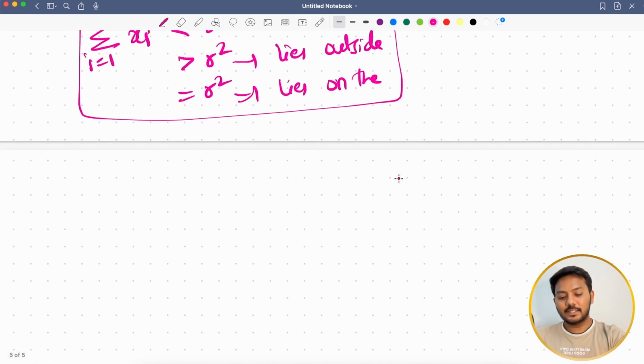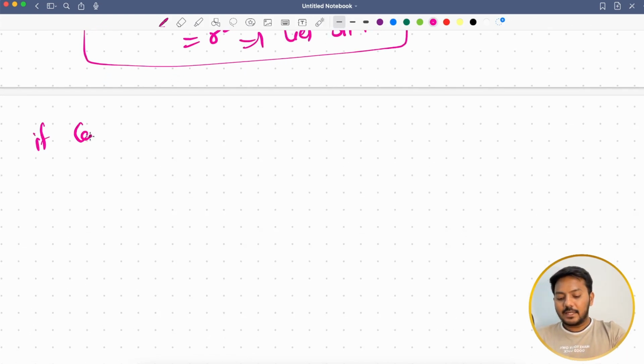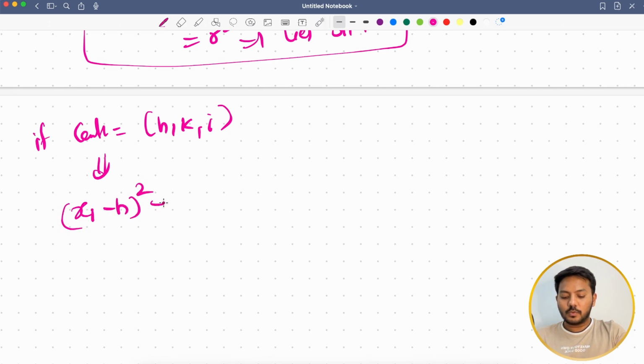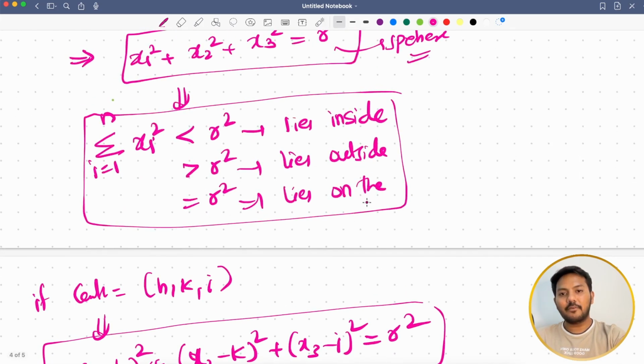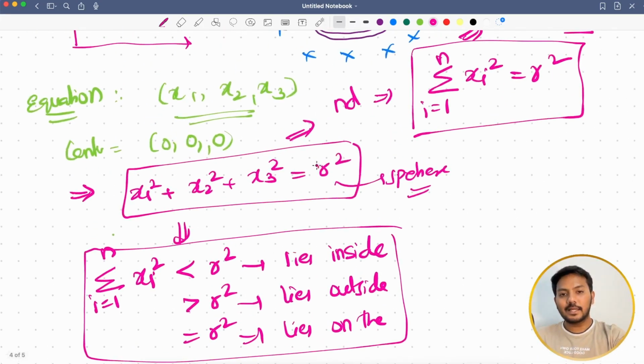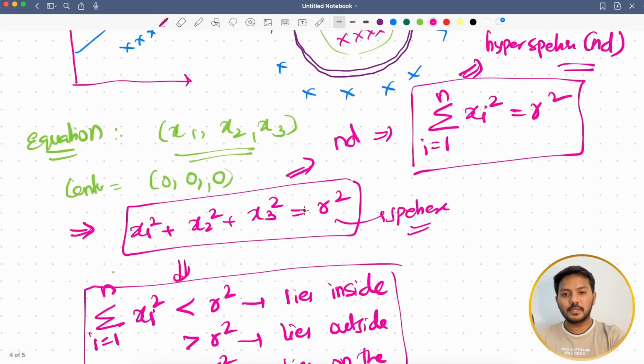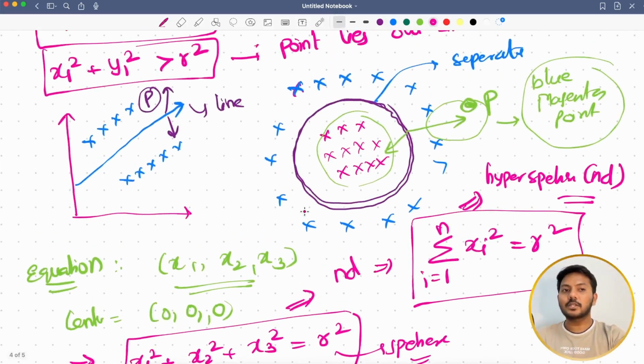One last thing: if my center is at h comma k comma l, let's assume, then my equation of a sphere in 3D would be x1 minus h whole square plus x2 minus k whole square plus x3 minus l whole square is equal to r square. Whatever generalizations we did earlier are for circles, spheres or hyperspheres whose center is at the origin.